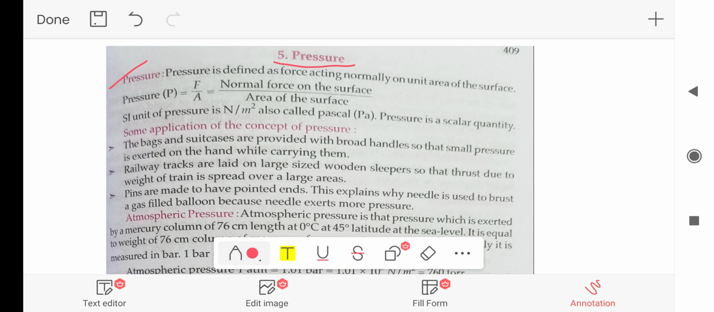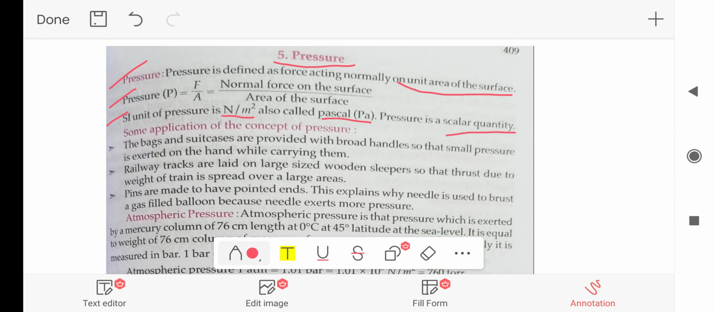Let us begin. Pressure is defined as force acting normally on unit area of the surface. Pressure P is equal to F by A, where F is the normal force on the surface and A is the area of the surface. The SI unit of pressure is Newton per meter square, also called Pascal, denoted by Pa. Pressure is a scalar quantity.